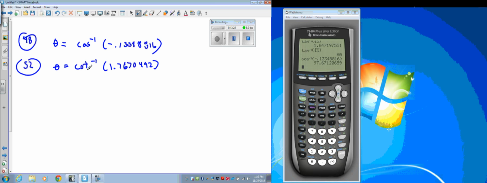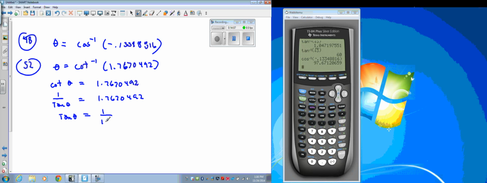Then, until you get comfortable with it, write this as cotangent of theta is equal to 1.7670492. Understanding that cotangent is 1 over tangent, if you invert this side, you invert this side. So this says tangent theta equals 1 over 1.7670492. And then theta is tangent inverse of 1 over 1.7670492.